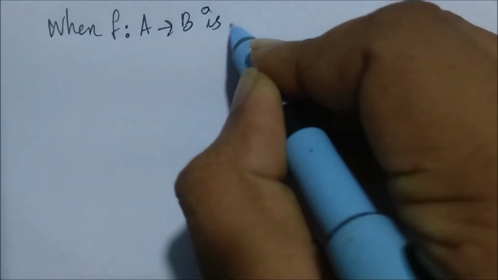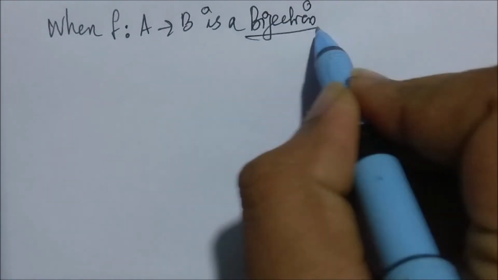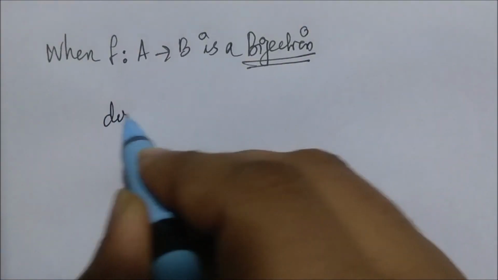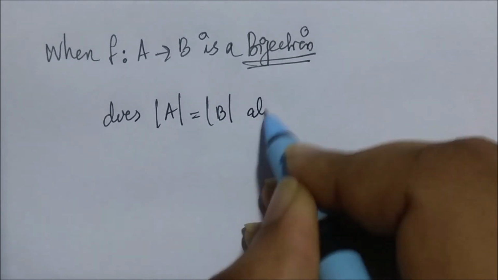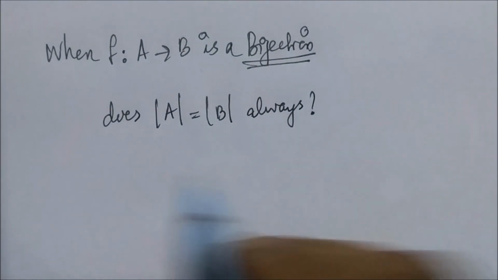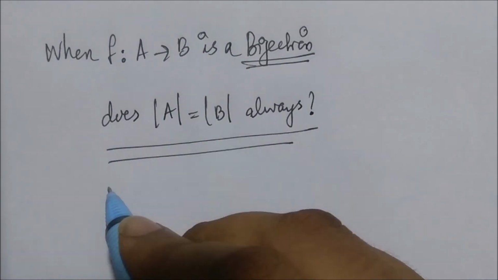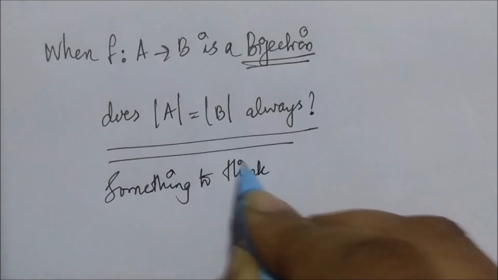Okay, so here we have a question. When a function f is defined from set A to set B, and it happens to be a bijective function, does it always happen that the cardinality of the set A is the same as the cardinality of B? Or in other words, the question is, can we have a bijective function f from set A to set B where the cardinality of A is not the same as the cardinality of B? There is something to think about. Think about it and we will meet in the next lecture.